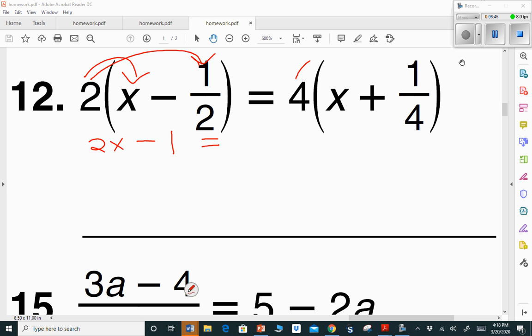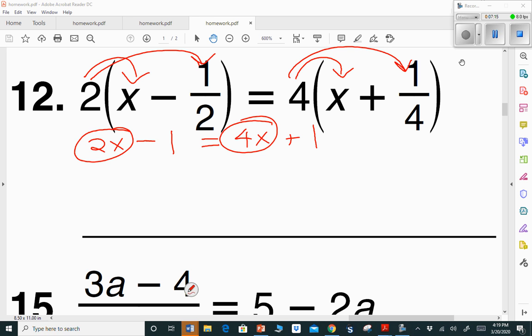Then over here, we're going to distribute the 4 to the x, which is 4x. Bring down that plus. And 4 times 1/4. Do you know that? 4 times 1/4 is 4/4. And isn't that beautiful? Because that just makes 1. And look, the fractions are all gone, and the parentheses are all gone. All right, so now we've got variables on both sides.